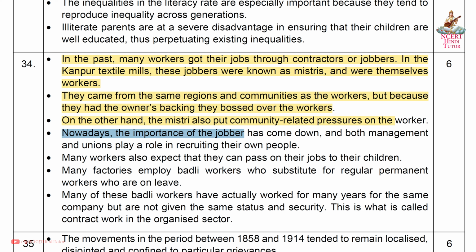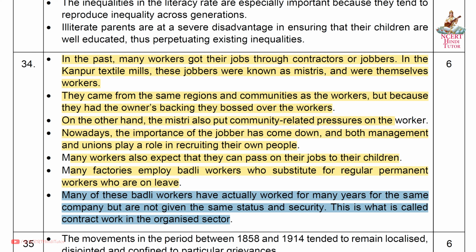Nowadays, the importance of the jobber has come down, and both management and unions play a role in recruiting their own people. Many workers also expect that they can pass on their jobs to their children. Many factories employ badli workers who substitute for regular permanent workers who are on leave. Many of these badli workers have actually worked for many years for the same company but are not given the same status and security. This is what is called contract work in the organized sector.